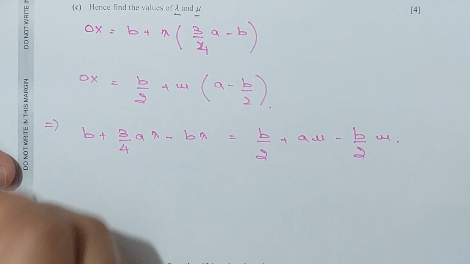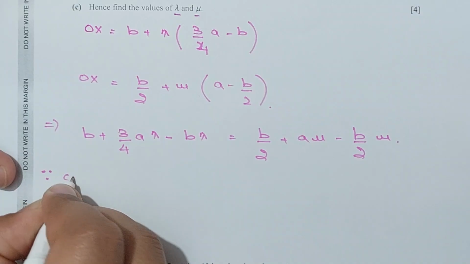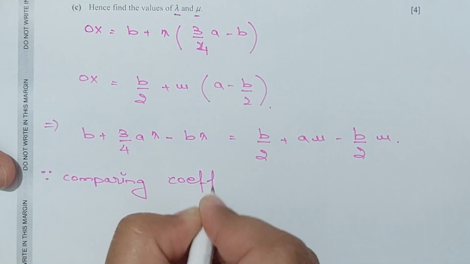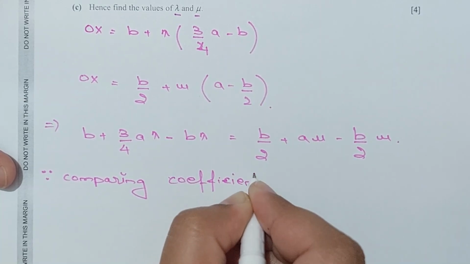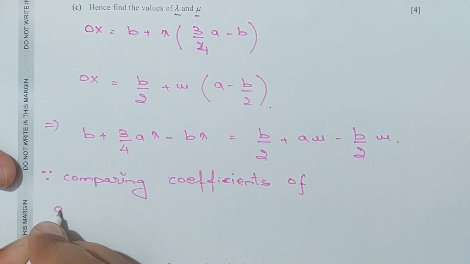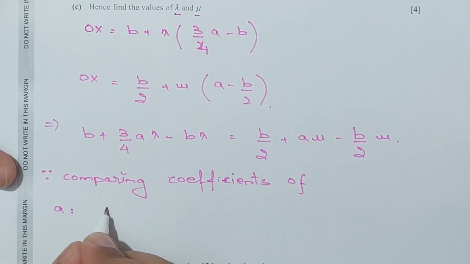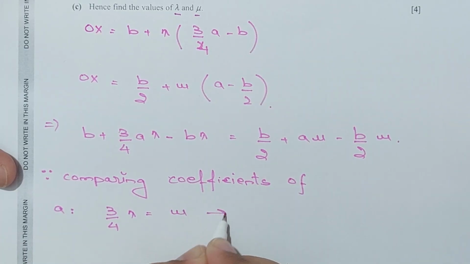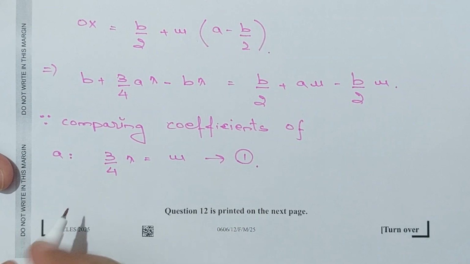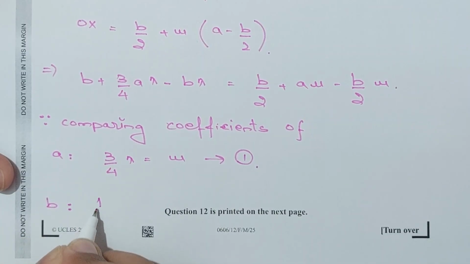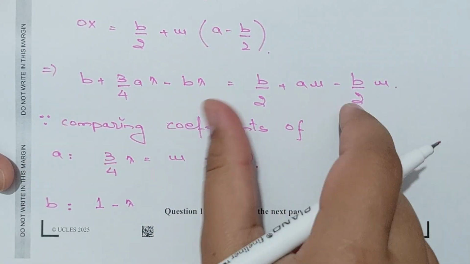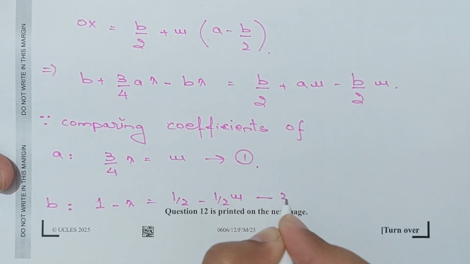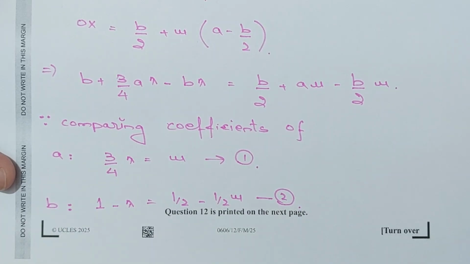Now we have to do the comparison, comparing coefficients of A and B. Let me compare the coefficients of A first. A has a coefficient 3 by 4 lambda here, and here A has a coefficient just mu. This is my first equation. Now let me compare the coefficients of B. B has coefficient 1 minus lambda, and here B has 1 by 2 minus 1 by 2 mu. This is my second equation. We have to solve these two equations to get lambda and mu.